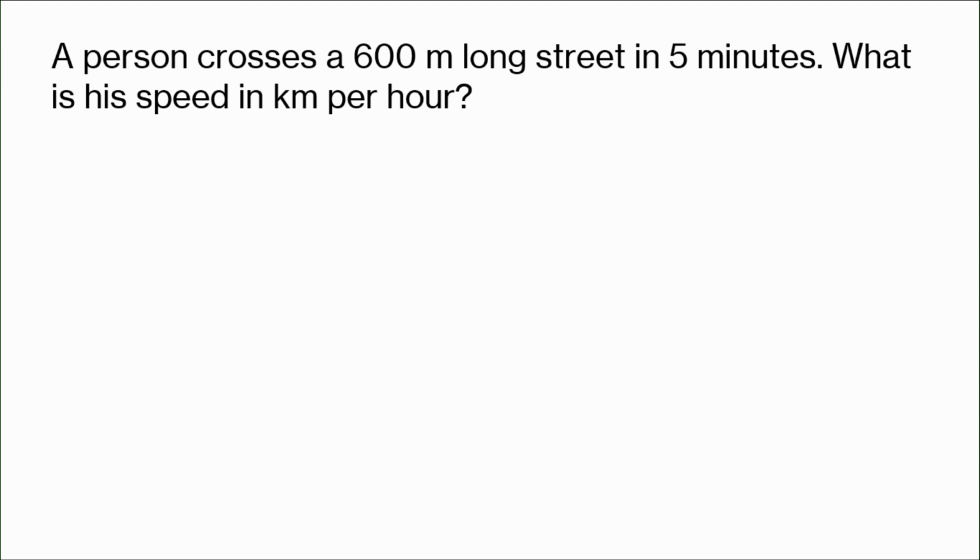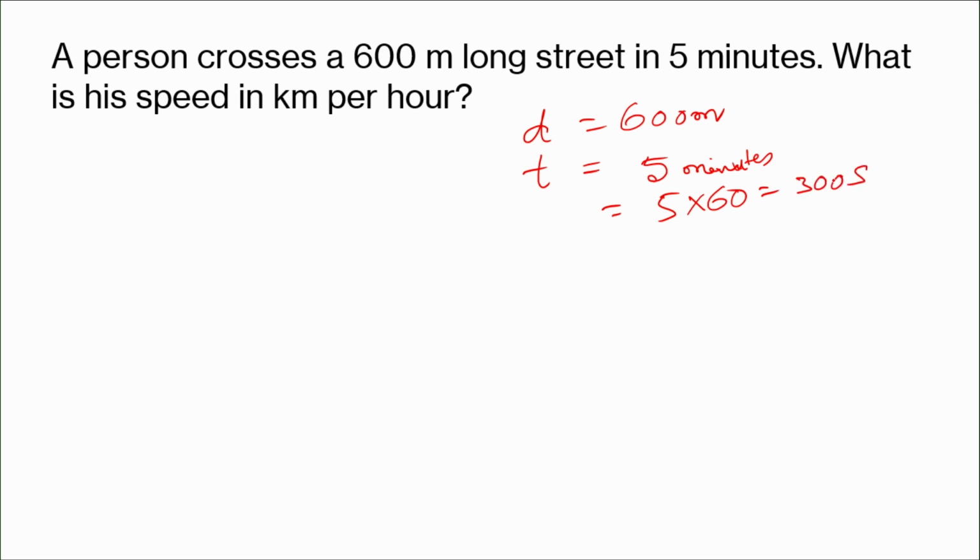A person crosses a 600 meters long street in 5 minutes. What is his speed in kilometer per hour? So, it is very clear. The distance is given as 600 meters, correct? Okay. And the time is given as 5 minutes, correct?